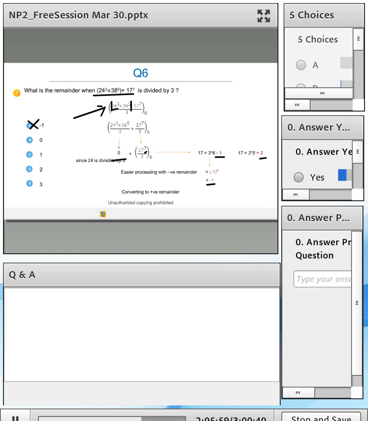Okay, so what you do over here is you convert it back to a positive remainder, and what you get is -1 plus 3, which is equal to 2.